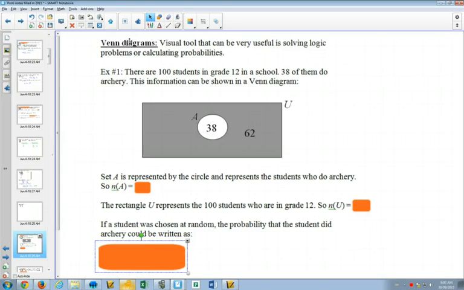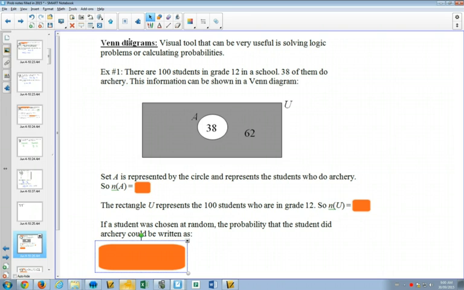So it's about drawing circles and putting numbers in circles. It can be very helpful for figuring out probabilities and solving problems. Now, here is a very boring Venn diagram.